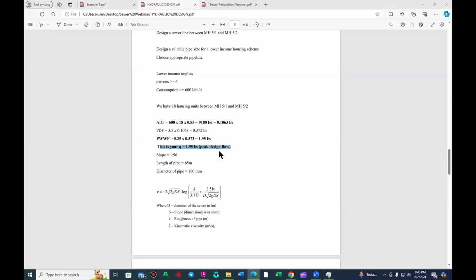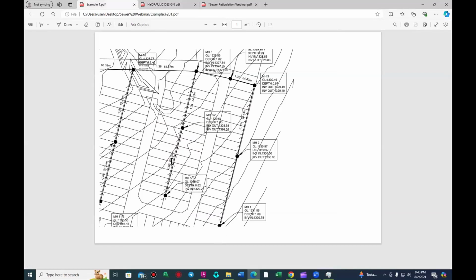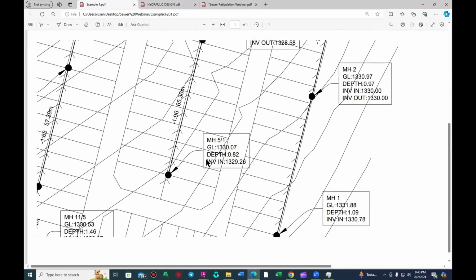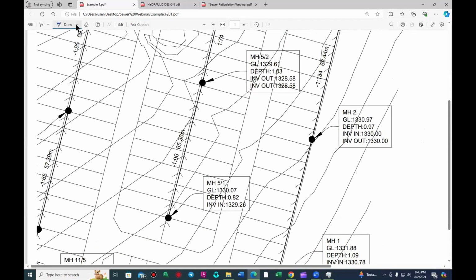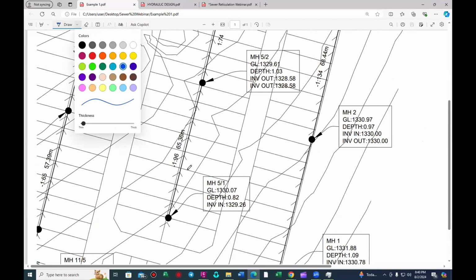So this is the amount of sewage that we are going to expect, the peak design flow. Now that we have our peak design flow, we have the slope from the preliminary design. Remember, we have the slope. Let me expand this so that you guys can see. I hope that's better. We have our slope, this slope.